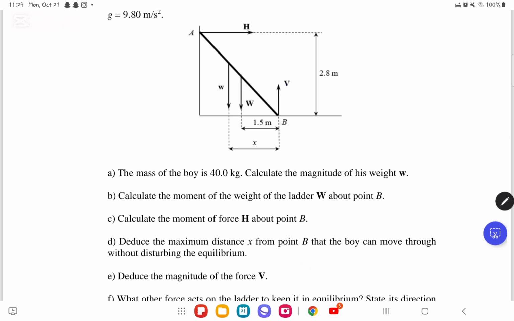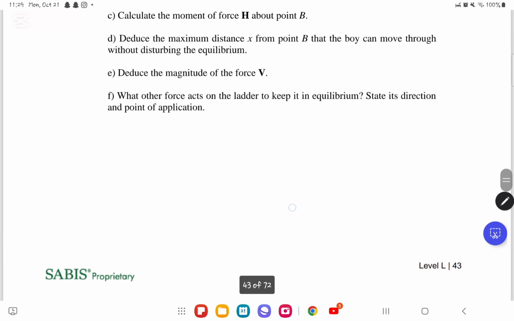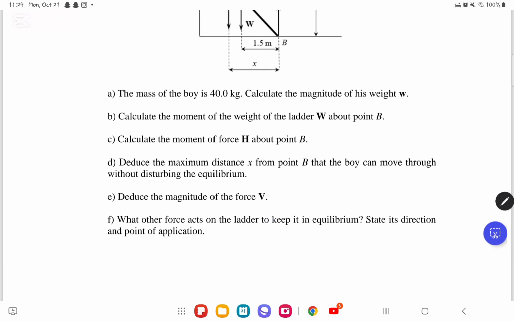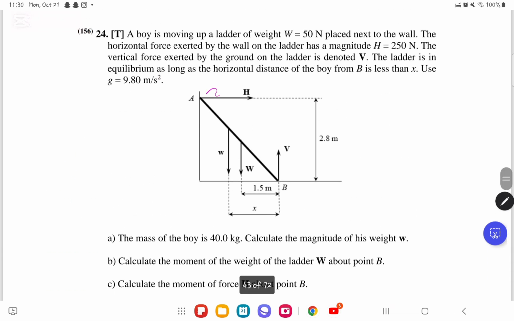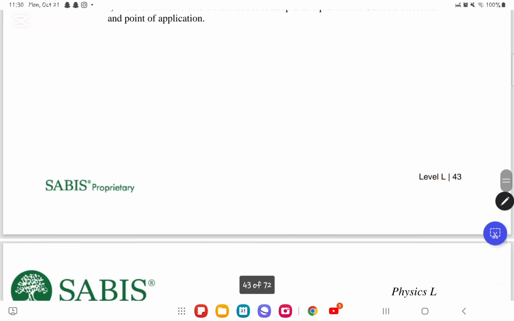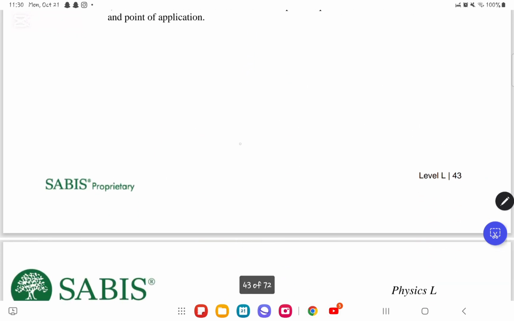Okay, now what other force acts on the ladder to keep it in equilibrium? So since we have a force H pushing like this, we should have a force going like this. So this force, we will call it friction. Okay, so the force of friction is another force applied, and it's applied leftwards.